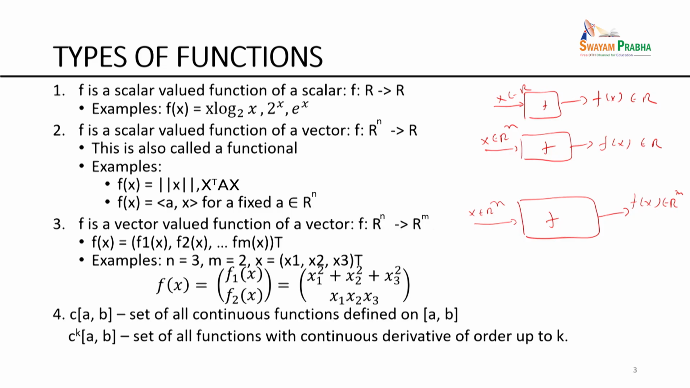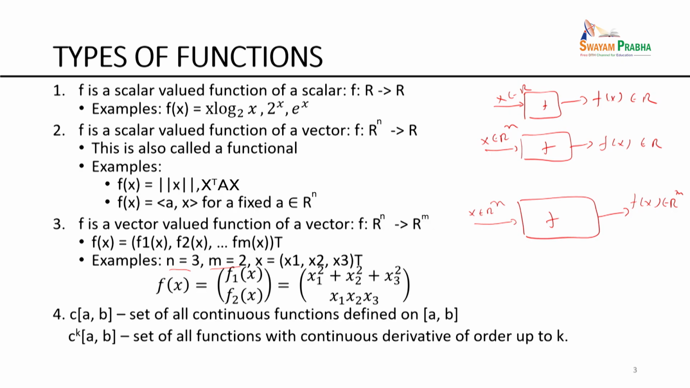So let's work an example. Let n be equal to 3, m be equal to 2. That means x has 3 components, x1, x2, x3. f of x has two components, which are f1 of x, f2 of x. f1 of x is x1 square plus x2 square plus x3 square. f2 of x is x1 x2 x3. So in this case, I have a vector valued function of a vector.